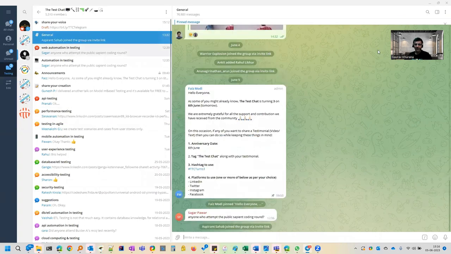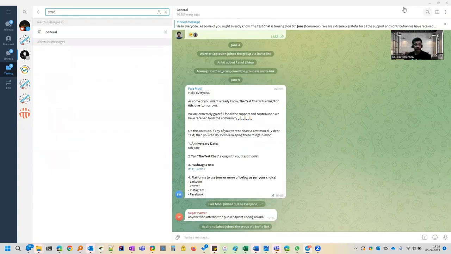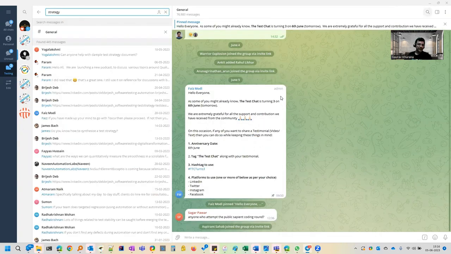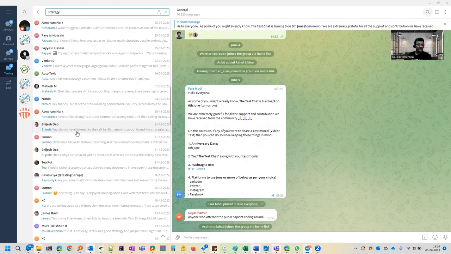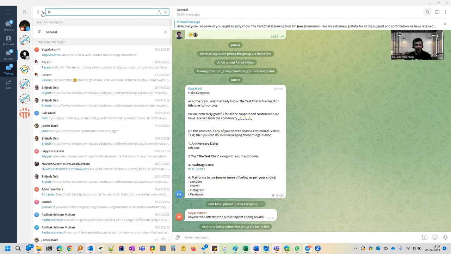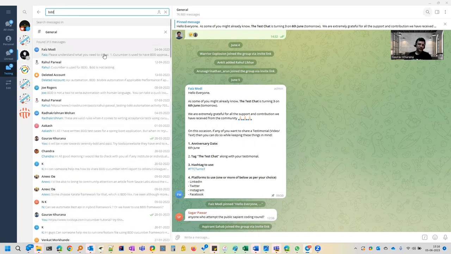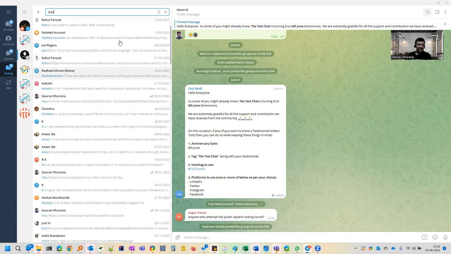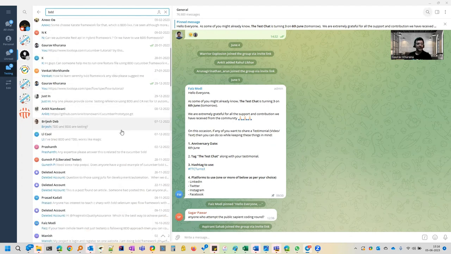So let me go to general. If I just search for the word strategy, you will find so many discussions that have happened. And let's say if I search for BDD, there is a lot of confusion. People think Cucumber is BDD and all. So there is a lot of discussion that you will find, and you will get to know about things.